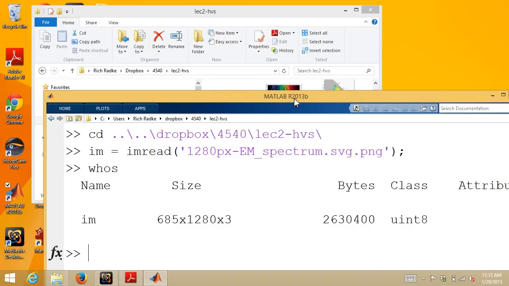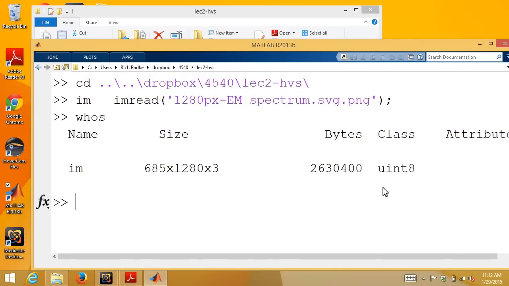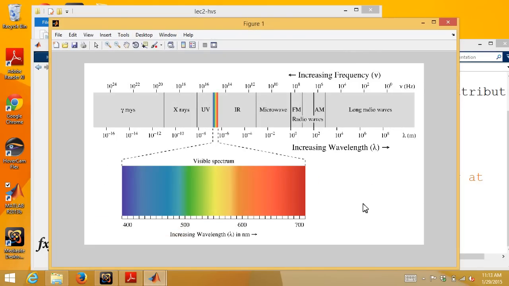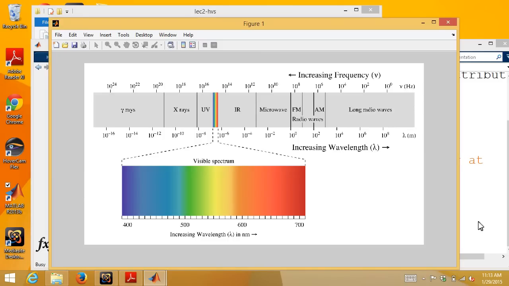This is an image that is 685 rows, 1208 columns, and 3 color channels. Probably most of what you've worked on in MATLAB so far has only been two-dimensional matrices, but in this class we'll deal a lot with three-dimensional matrices. Here you can see that this is what's called an unsigned 8-bit integer, uint8. I can use imshow to look at this image, and if I want to pick something off of it, let me grab a point off of this image. Let's grab this point here.